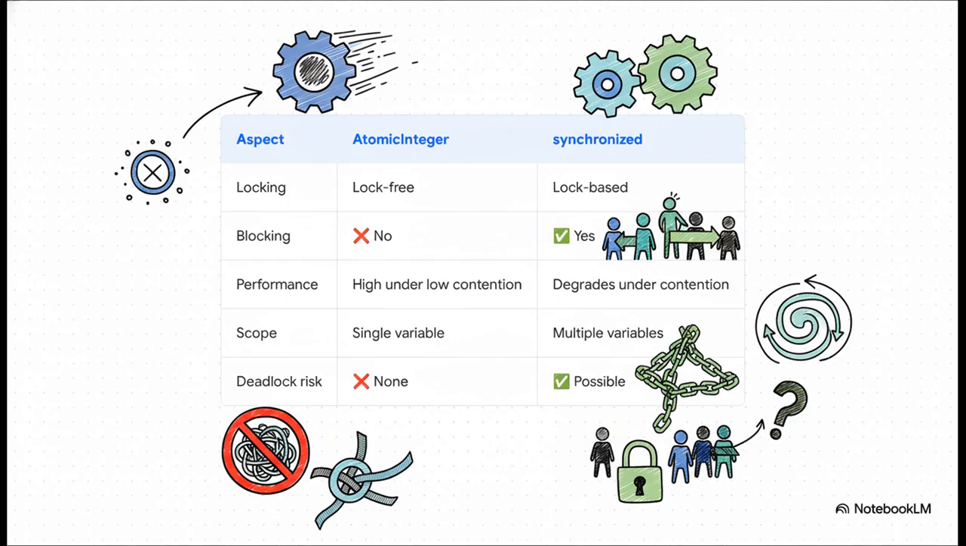Atomics are lock-free and non-blocking, right? And that gives them a massive performance edge when there isn't a ton of contention. But, and this is a big but, their scope is limited to just a single variable. On the other hand, synchronized is lock-based. It can cause threads to block and wait, but it's way more flexible. You can use it to protect really complex operations that involve changing multiple variables all at once. So the key takeaway is this. Atomics are a specialized tool for high-speed, single-variable updates. They are not a silver bullet for every concurrency problem you'll face.